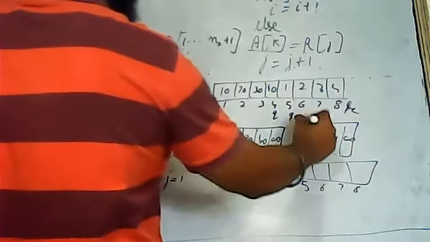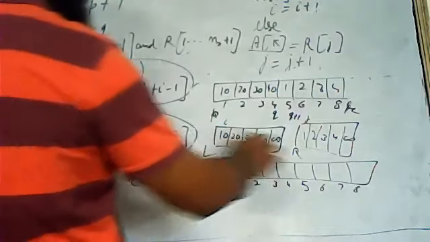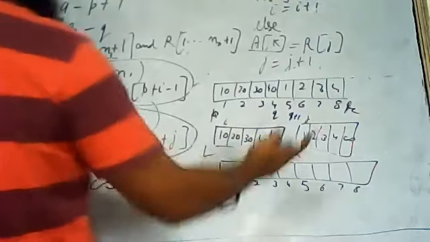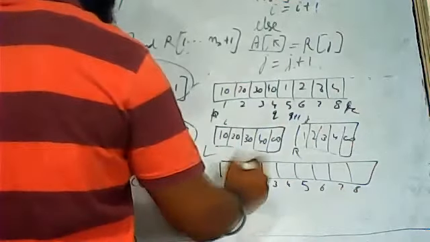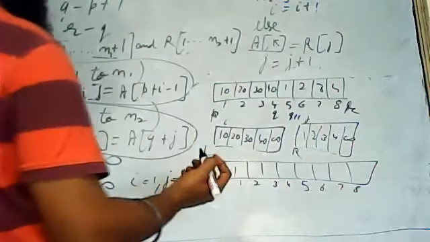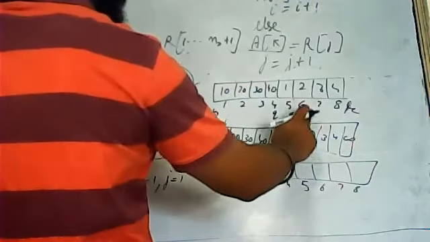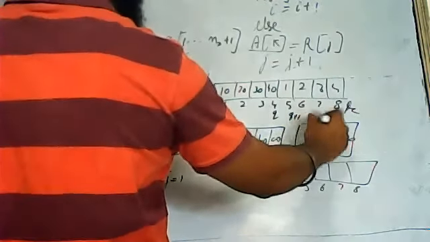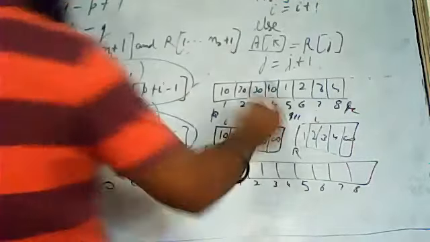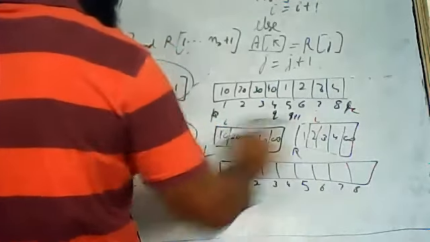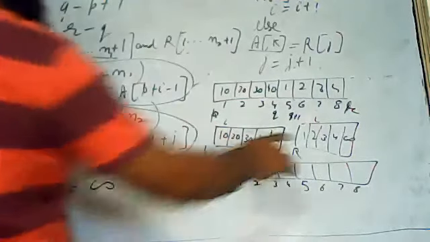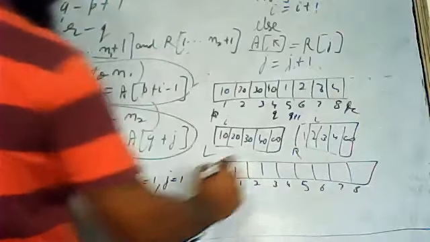This is I, this is J. What will happen? This element will get compared with this element. Which one is smaller? This one. So this one will get copied here. Then if this one is getting copied here, I will get incremented. Now we will compare this first element with this element. So 2 will get compared with 10 now.